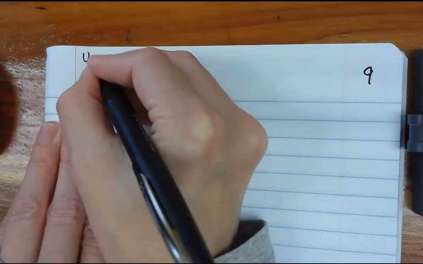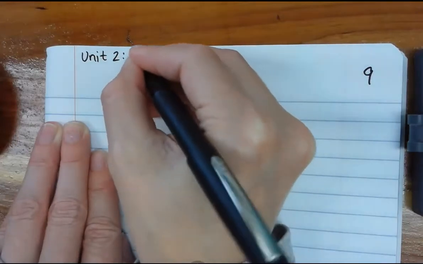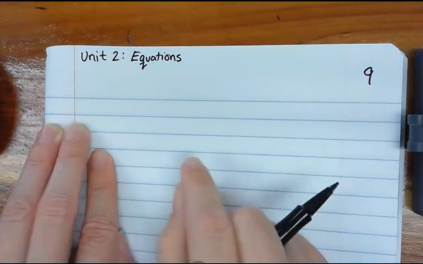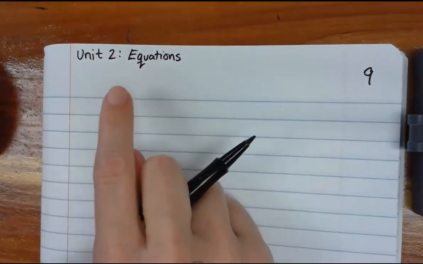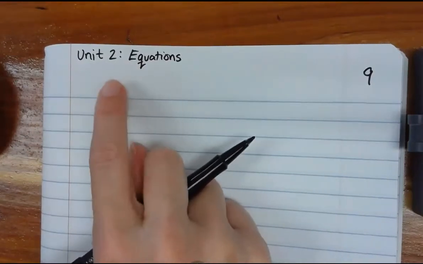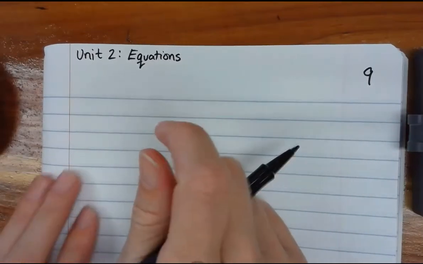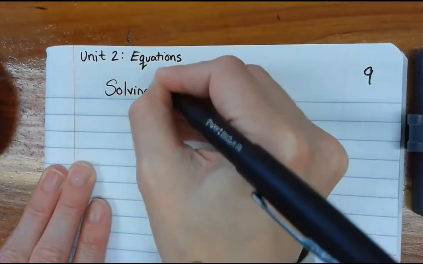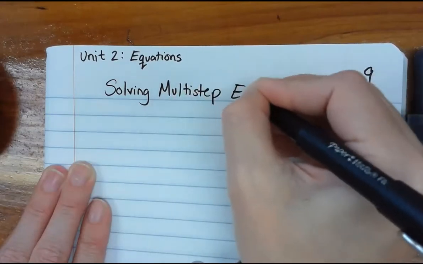This page of notes actually begins Unit number 2, which is entitled Equations. So, of course, all of the assignments after the unit test that you just took yesterday are going to be under Unit 2 equations. So we're out of the Unit 1 folder, expressions, and now we're going to be dealing with equations. And so the very first thing we're going to talk about in our unit on equations is actually solving multi-step equations.